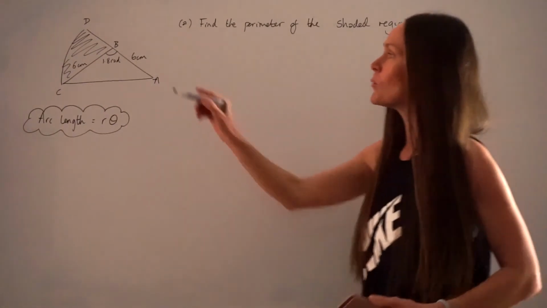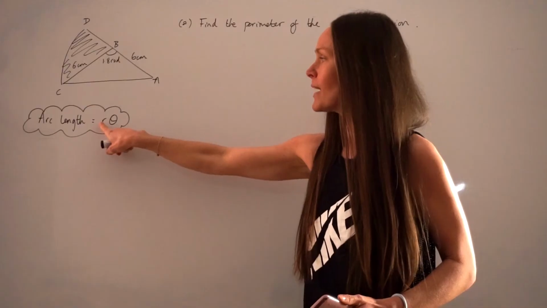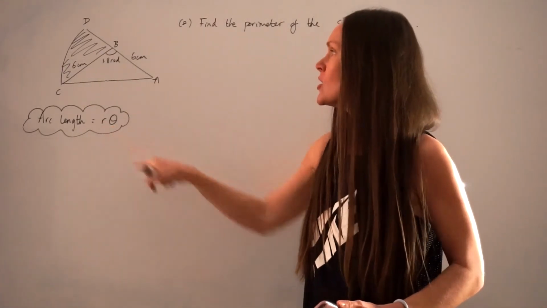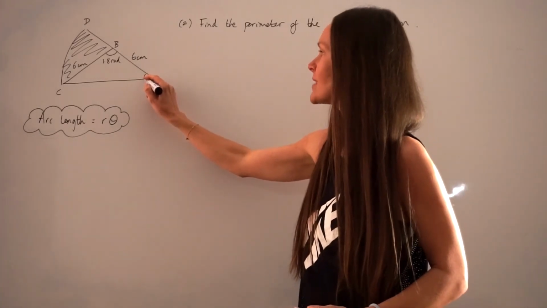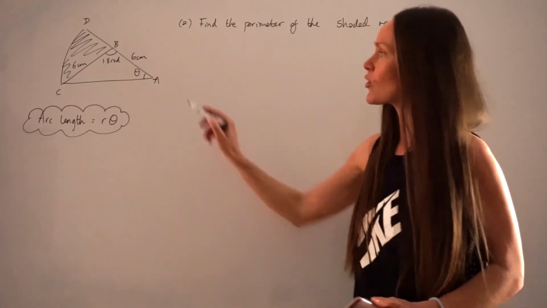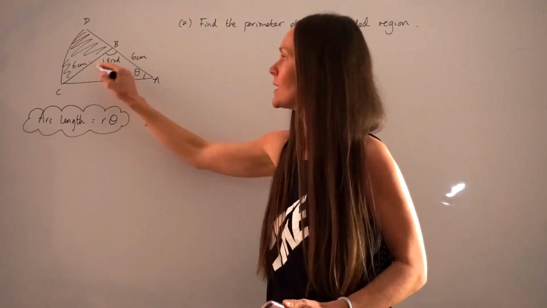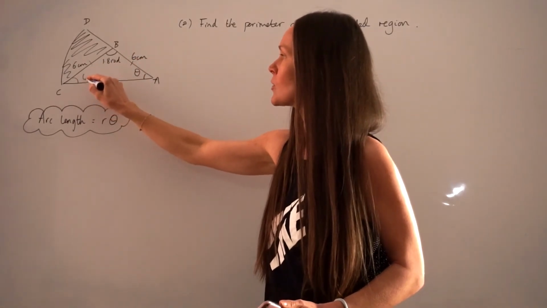So before we can work out the arc length of a sector, we need to know the radius and also the angle of the sector. Okay, so let's see if we can start by working out the angle of the sector here. Let's call it theta. Okay, we know that this triangle that's been given is an isosceles triangle. Okay, it has 2 equal sides here, and these 2 angles here at the base are also the same.